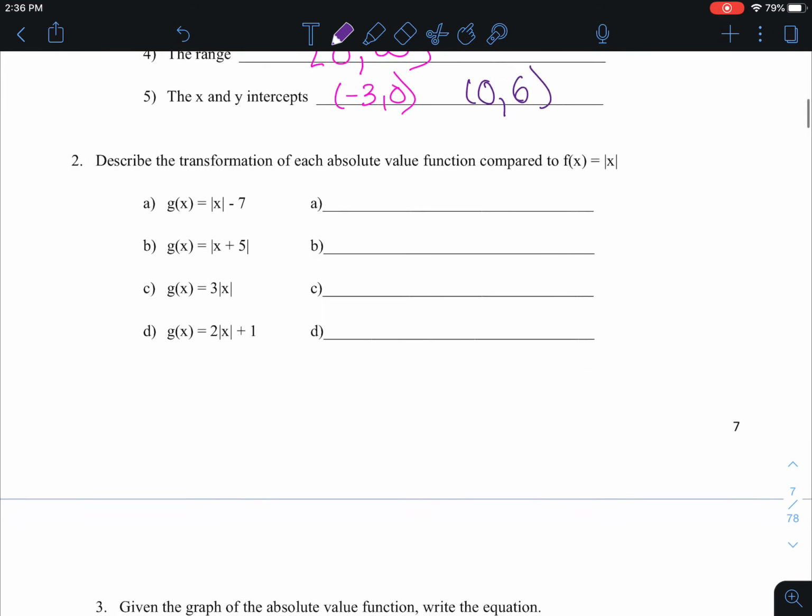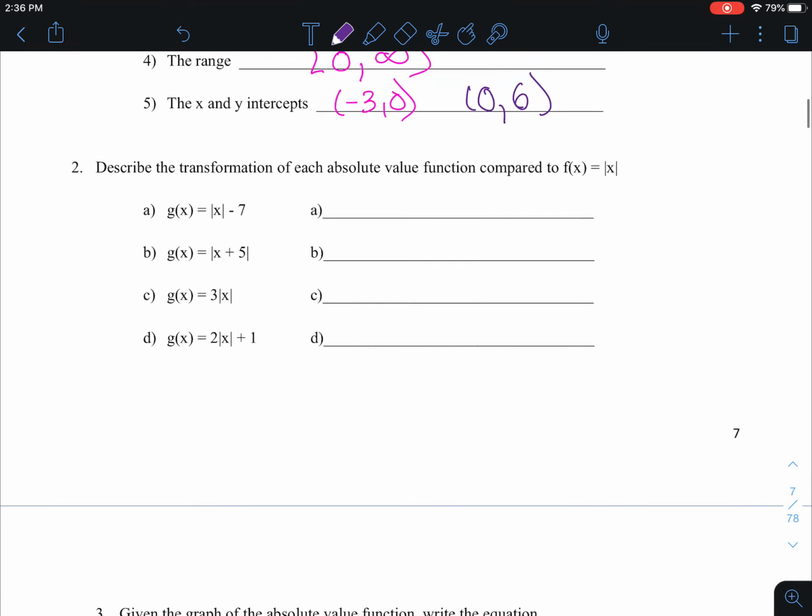So the next question is asking you to describe the transformation of each absolute value function compared to f of x equals absolute value of x. This is our parent function right here, so this is what we're comparing everything to. And you can bring everything back to what we talked about with quadratic functions. The same sort of effects that you see with different h and k values, you're going to see here as well. So g of x equals the absolute value of x minus 7.